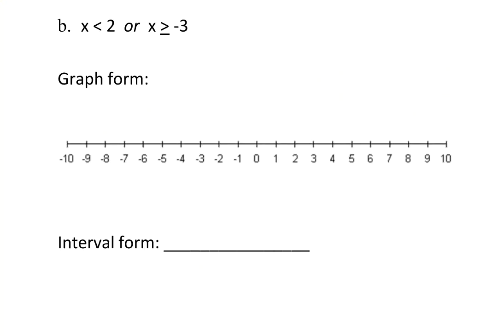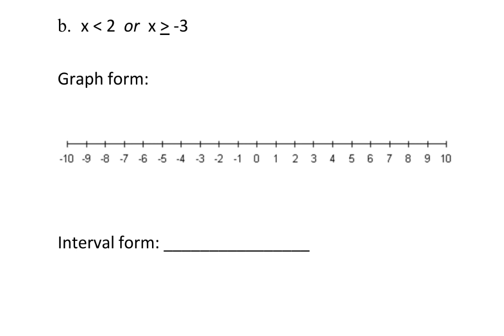Now, this is using the same two simple inequalities, but the connecting word between them is or. So that makes a difference. When it's and, it's only the part that overlaps. But when our connecting word is or, that means we're going to include everything that's in both of the separate inequalities.